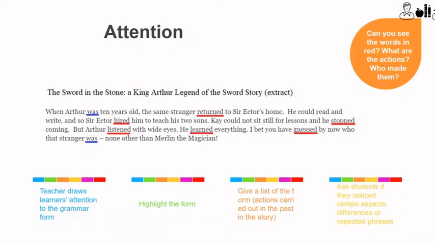Then you draw attention to those features, and here highlighting or circling the grammatical feature is the best way. So again, you have this text, right? And once you have analyzed it with the students, you say, okay, now highlight this. So in this case, what the teacher is trying to teach is past. So the teacher probably asks them to underline all the ed forms: hired, listened, returned, learned, and also the was or the were. So you can give them actions: highlight this, circle this, look for this. So students can then come up with a rule. And the idea is that as you go, they notice certain aspects, differences, or repeated words, and they see this pattern.